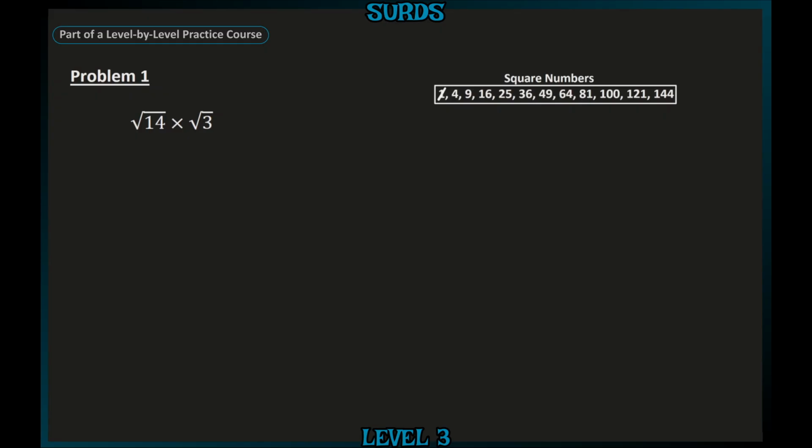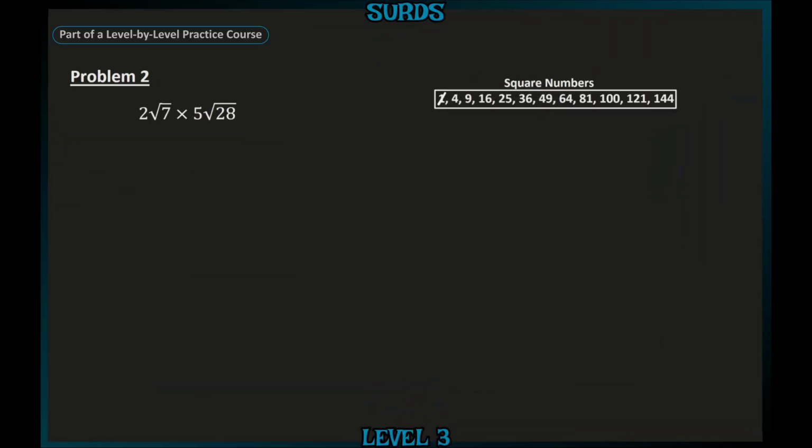And the way that we multiply surds together is we just multiply the numbers under the square roots together. So the square root of 14 times the square root of 3 just becomes a square root of 14 times 3. And 14 times 3 is 42. So this becomes a square root of 42. We now just need to do a final check to make sure that we can't simplify this any further. And 42 can't be divided by any of the numbers on our list of square numbers, which means that this is simplified. And so the square root of 42 is our final answer to problem 1.